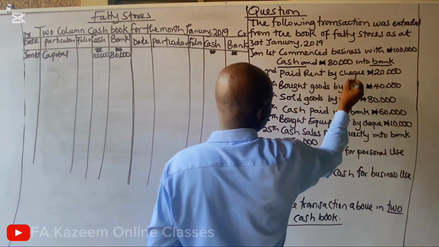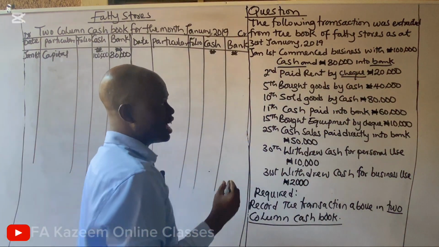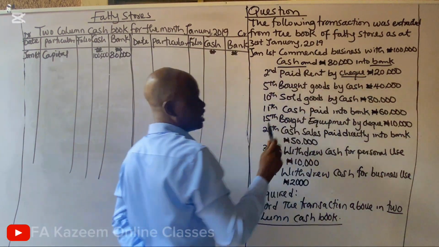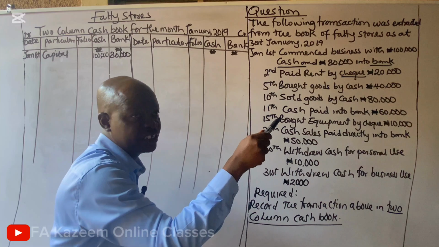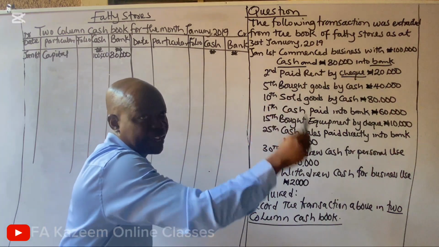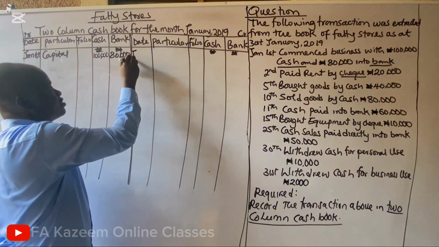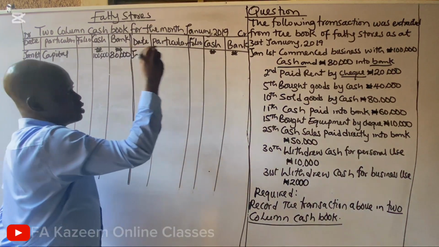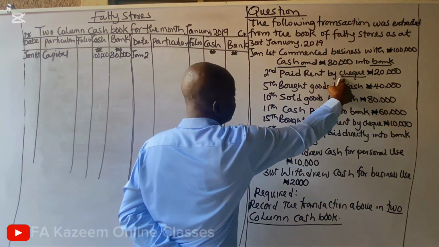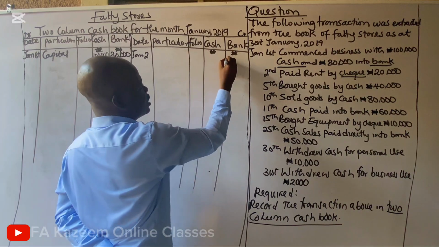On the second, paid rent by check. Anytime you see check, it means the business is paying out money through check, paying out money from their account through check. And that is January 2nd. How much? This check means you are going to keep the record on the bank.